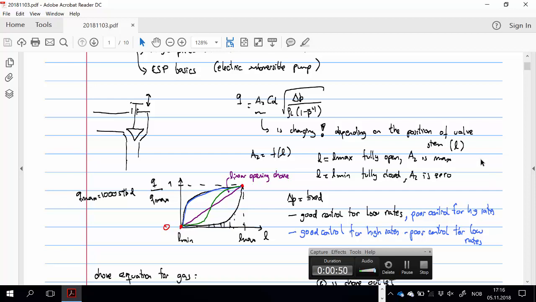So we went to the liquid equation, right? Like I told you, there are not many chokes that work in just liquid, okay? Because you usually have either multiphase flow or you have gas. But it's interesting to discuss the effect of the opening or the position of the stem in an adjustable choke.